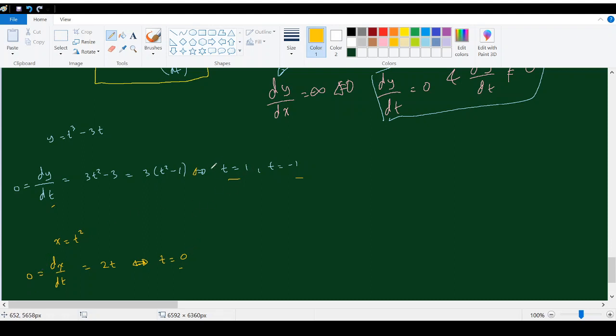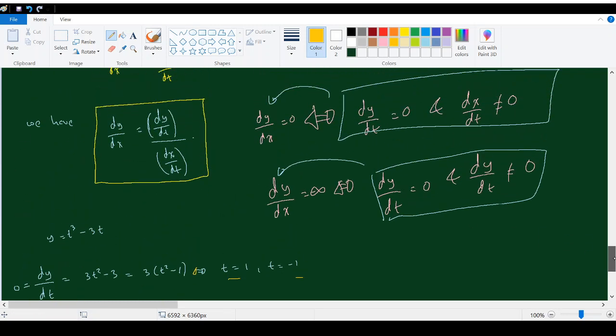And also you should notice something: when t is equal to plus or minus 1, dx by dt is not equal to 0, right? Because this is the only situation where dx by dt is equal to 0. And also when this is 0, this will not be equal to 0, because the only situation that this becomes 0 is when t is equal to plus or minus 1. But this is not plus or minus 1, it is 0. So at t equals 0, this will be equal to 0 and at t equals plus or minus 1, this will be equal to 0.